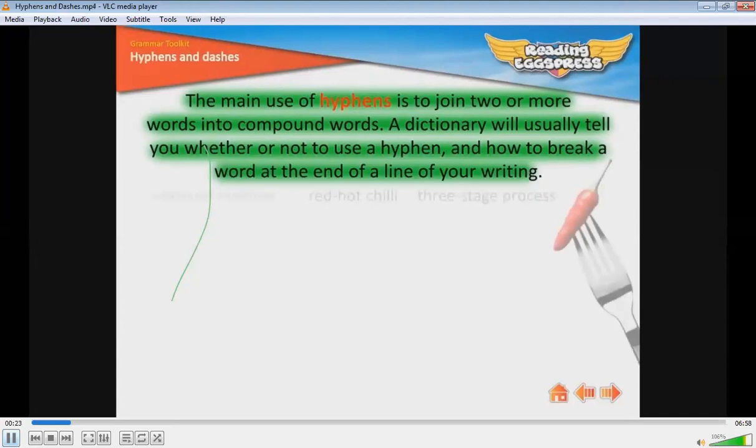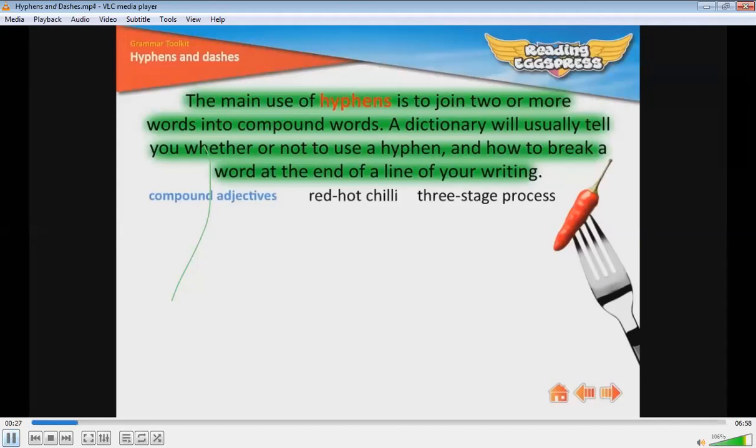Here are examples of compound words. So listen, all of you. We have here the idea of a hyphen. A hyphen is mainly used to join words, not sentences. And somehow the hyphen is shorter than the dash. We use the dash to join sentences, and we will have some examples here, okay?